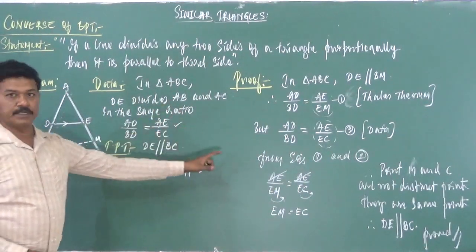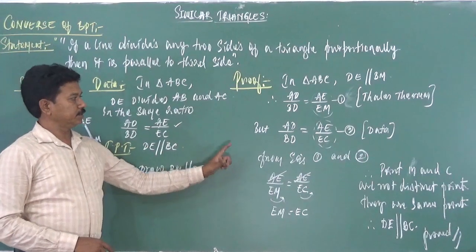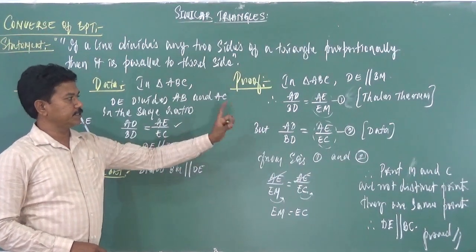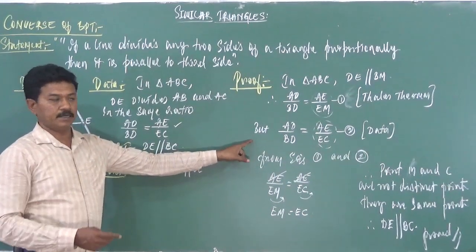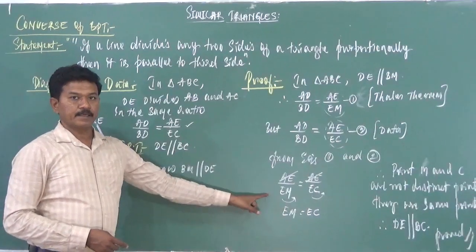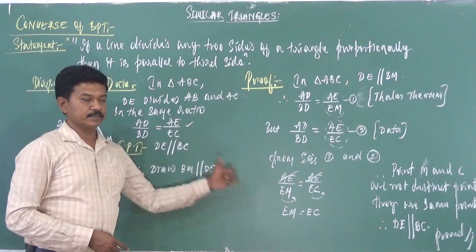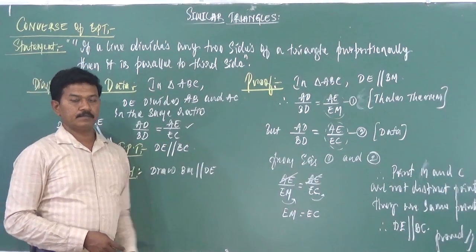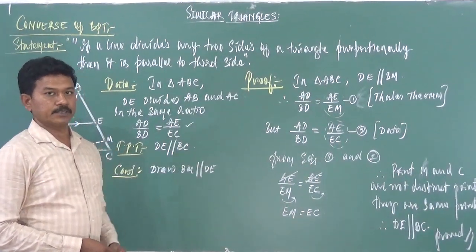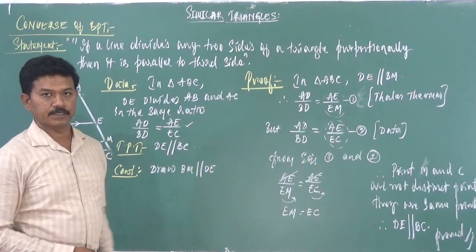So the proof is very, very simple. We take equation 1 using Thales theorem, equation 2 by data, and comparing them by an axiom, we get this result. If we analyze this result in the diagram, we get the conclusion. So this is important. You have to practice.